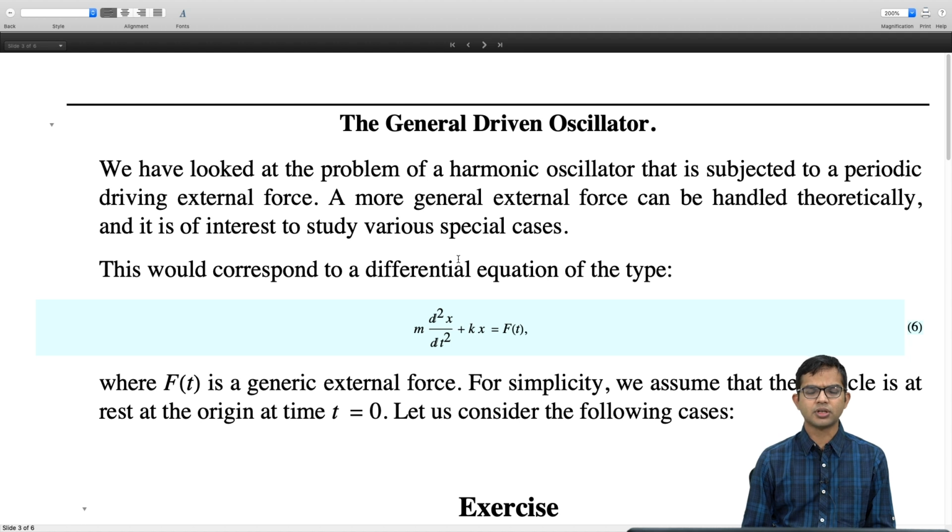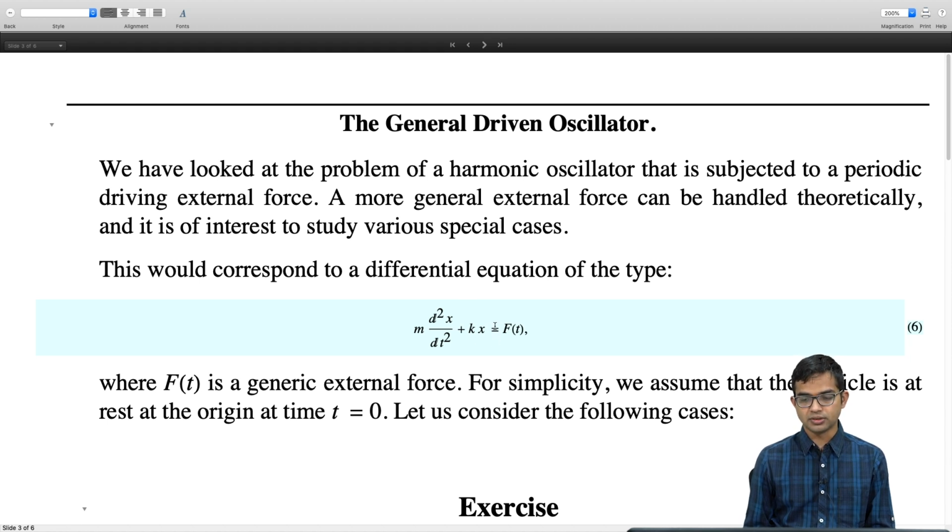But actually it turns out that it is of interest to look at more general types of external forces, right? So you could consider a much more complicated external function, and it does not have to be periodic in nature, or it may have a portion which is periodic, and it may have some other parts which are not periodic, and so on. So in order to get some feeling for this and just to exploit the fact that we already have these techniques, we will look at a few different examples of this kind.